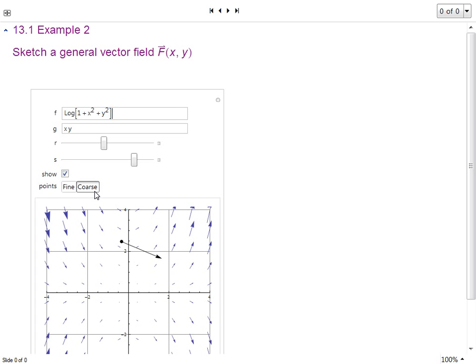So along this axis, nothing was happening. It's trying to push me out. As I moved away, it tries to push me out this way faster and faster, right? But if I come this way, it's trying to push me back in.